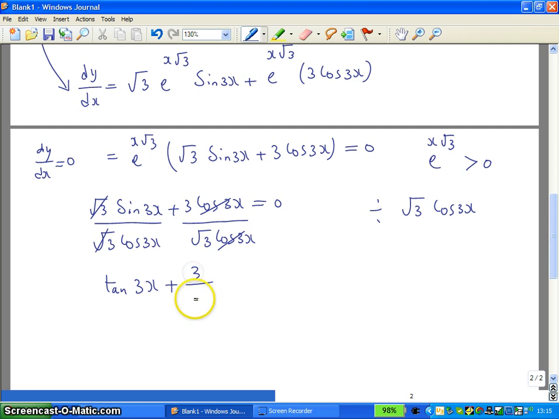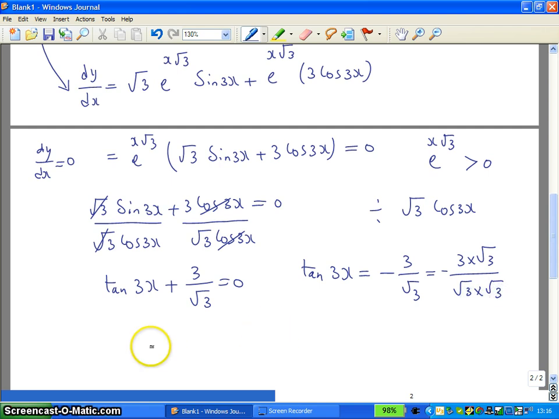I get 3 divided by root 3 is equal to 0, and then further we can say tan 3x must be equal to minus 3 over root 3, rationalizing the denominator, minus 3 root 3 over root 3 times root 3.